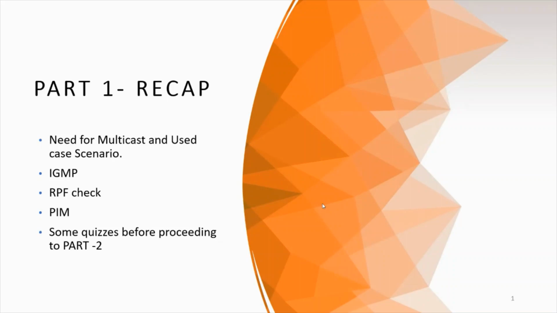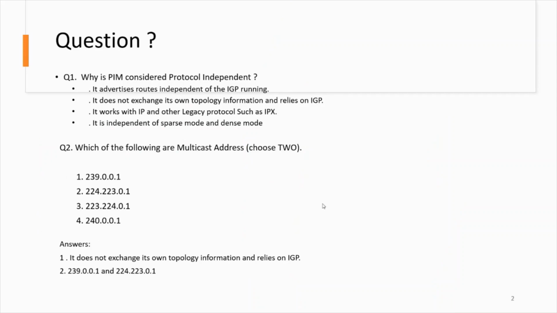Before proceeding to the next section, here are a couple of quiz questions. So, why is PIM considered protocol independent? And the second question is, which of the following are multicast addresses? I hope your answers are correct. If not, please watch the previous video again before proceeding to the next section.